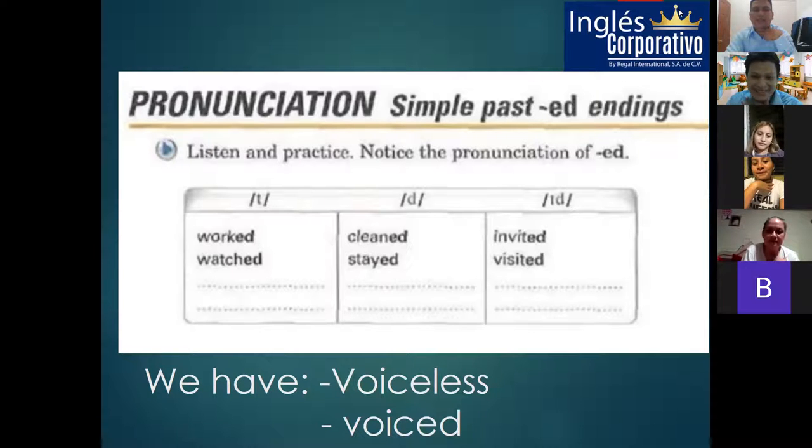Ok, continue with this. Esta es la más fácil que hay de pronunciar. Si ustedes se encuentran en un verbo que termina con T o con una D, van a pronunciar los id. ¿Cómo así? Este verbo normal se dice invite. Van a decir invited. Sienten la vibration, right? Entonces, por eso es voiced. Estas dos son voiced.